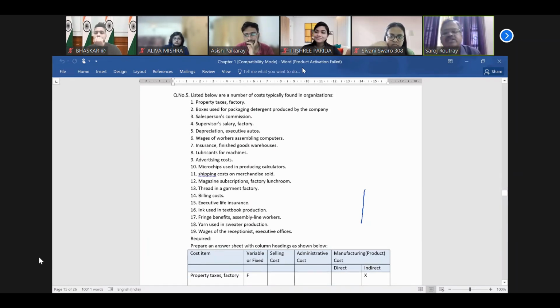In this question, we have a list of expenses, and this is in relation to a manufacturing plant, a production plant. And you have to identify whether the cost is a variable cost or a fixed cost. Second, you have to identify whether it is a selling cost, administrative cost or manufacturing cost. And if it is a manufacturing cost, is it a direct cost or indirect cost? One example is given that I will explain.